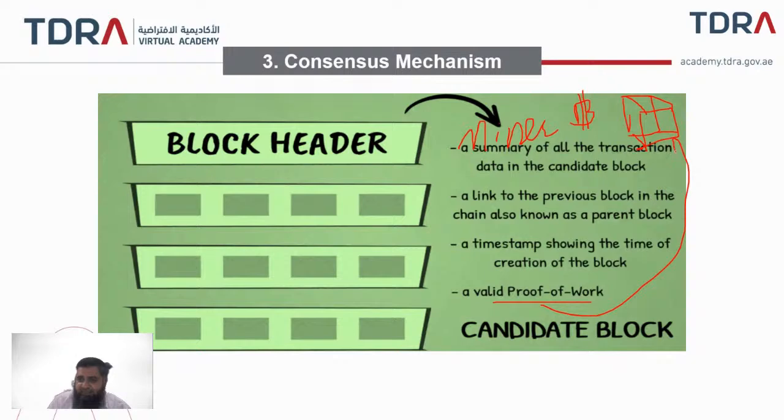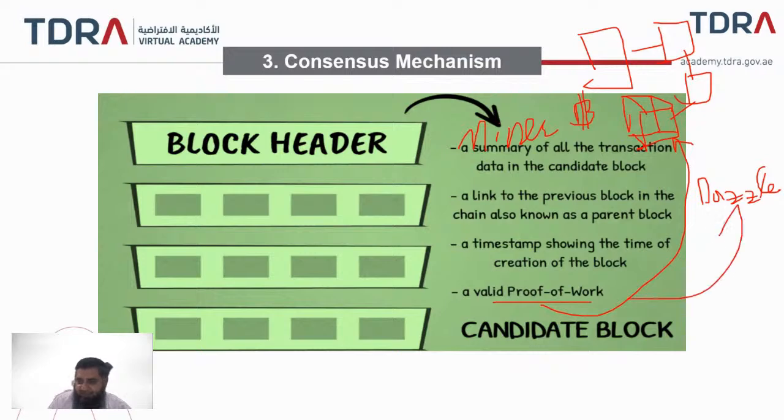It means there is a puzzle that must be solved by the miner in order to add the block to the blockchain. We already have a blockchain, and this new block is added to it by solving a puzzle. Once the miner solves the puzzle, the block becomes part of the blockchain, and as a reward for solving the puzzle and mining this block, the miner gets Bitcoins.